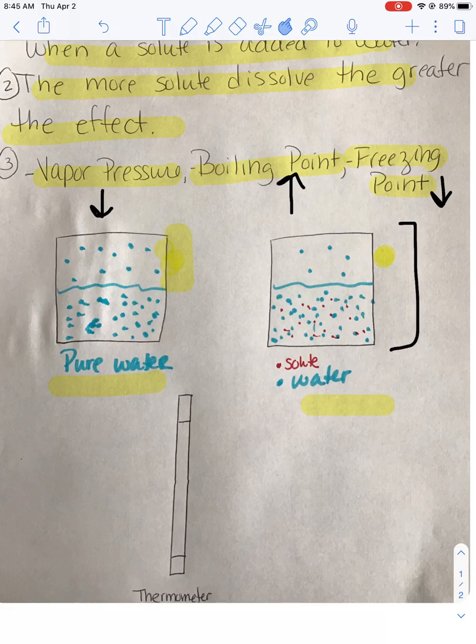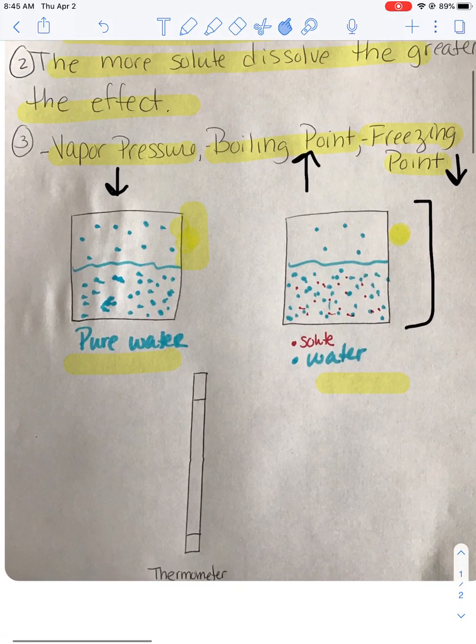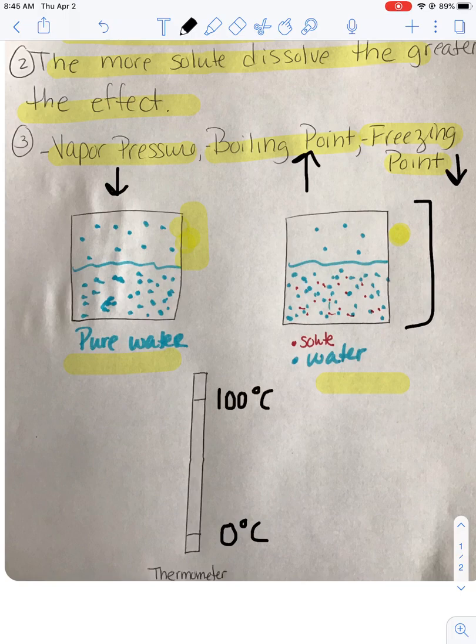Another way to look at this is a thermometer. The normal freezing point of water is 0 degrees C, and the normal boiling point is 100 degrees C. This is for normal, distilled, pure water. If you add anything to water and it dissolves, it's going to raise the boiling point and lower the freezing point.